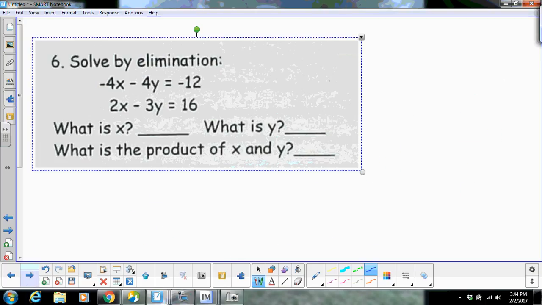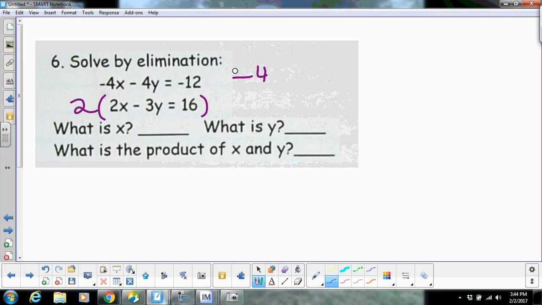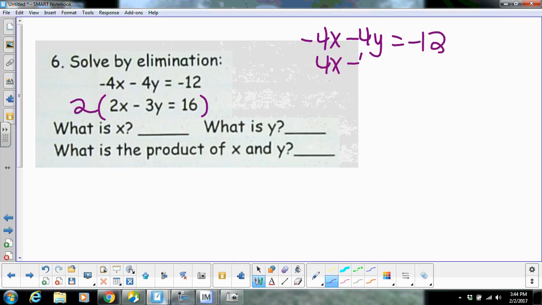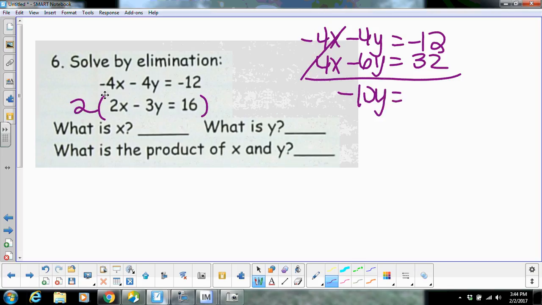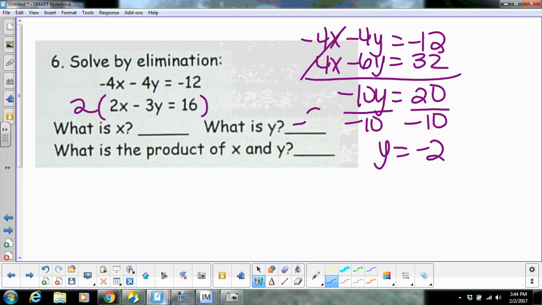All right, number 6 is elimination. Okay, you're going to notice already that we have opposite signs, so I'm going to multiply this bottom number by 2. So the top is going to stay the same. Let me work. Okay, so our x's will cancel here, so we get negative 10y is going to equal positive 20. So y is going to equal negative 2. So that y goes there.